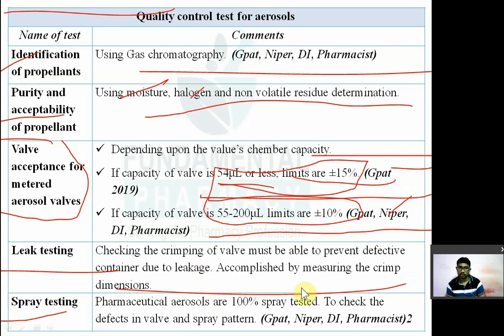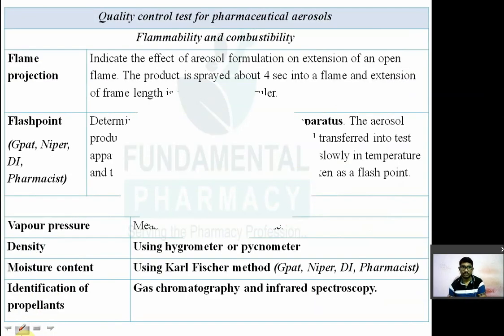Pharmaceutical aerosols are 100% spray tested. The pattern of spray, ठीक है, तो स्प्रे करके देखना पड़ता है कौन सा पैटर्न है, मिस्ट है कैसा है. Pharmaceutical aerosols are 100% spray tested. ये लाइन एज इट इज याद रखो, एज इट इज नाइपर में पूछा. Check the any defect in the valve and spray pattern. Okay, one is nothing but the flame projection test.